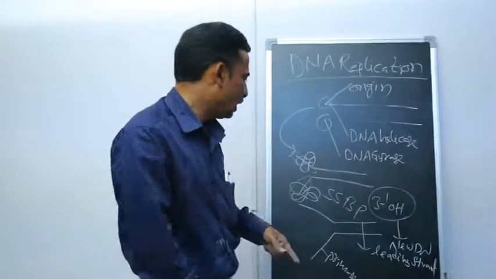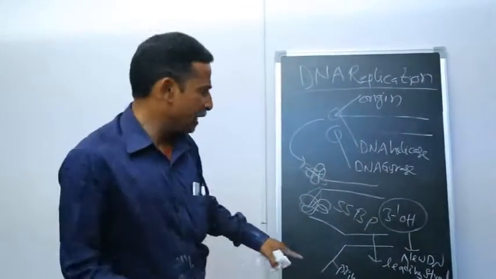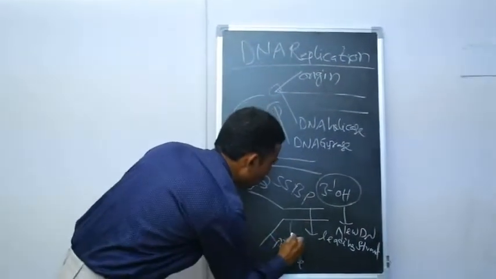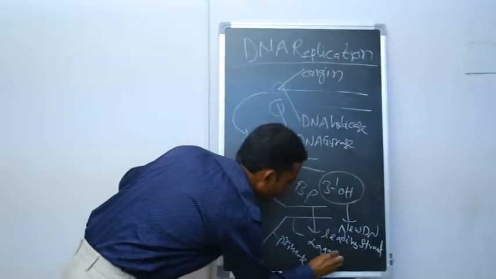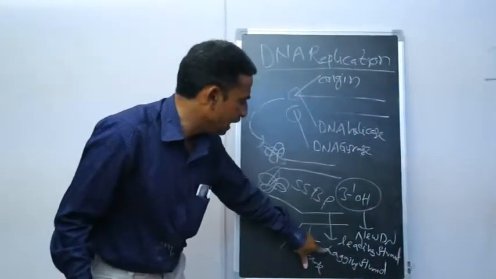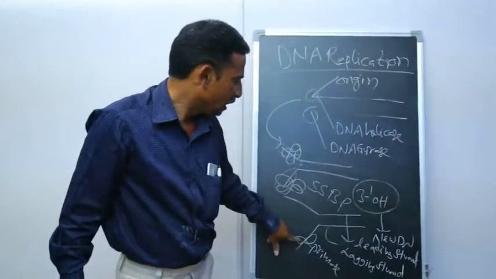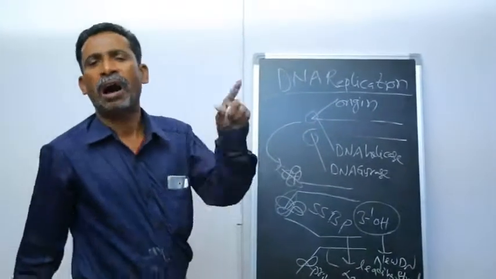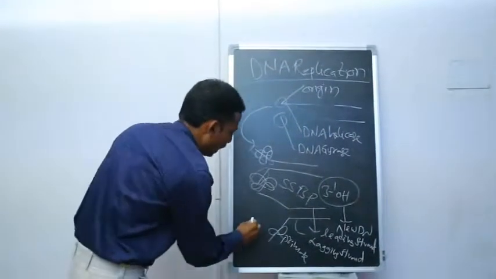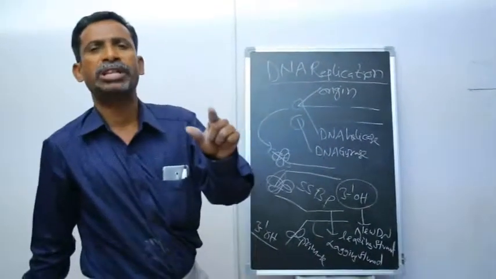Again, simultaneously, primase enzyme binds at the lagging strand. The second strand of DNA is called the lagging strand. So the primase enzyme again binds on the second, lagging strand. This lagging strand again initiates the RNA primer. The RNA primer again provides the 3' hydroxyl group. This 3' hydroxyl group produces small fragments of DNA.